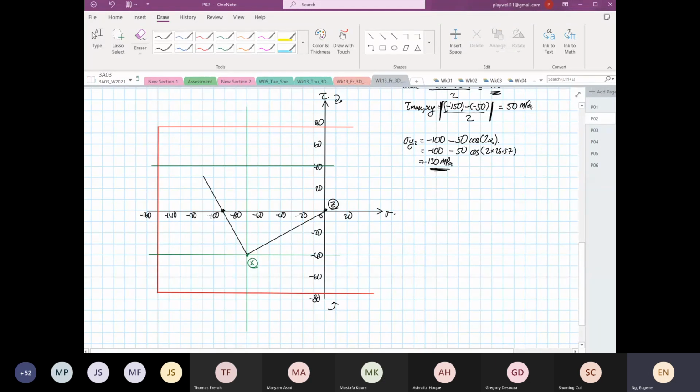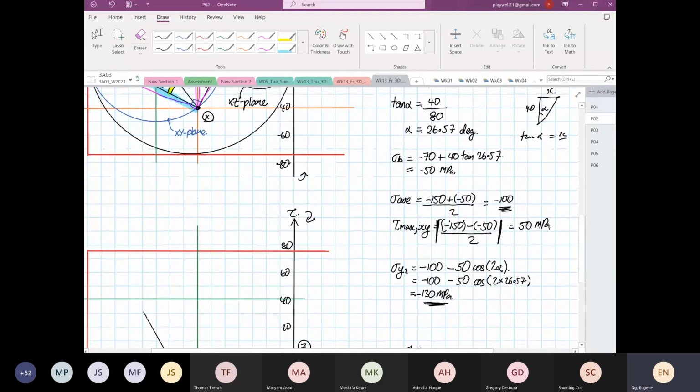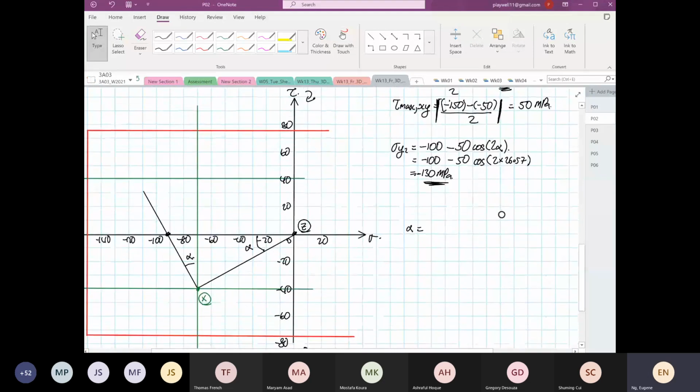Now if I go calculate alpha again, this is our alpha over here. Let me do the calculation quickly. Tangent alpha is still the same. Alpha is still the same as before, it's 26.57.